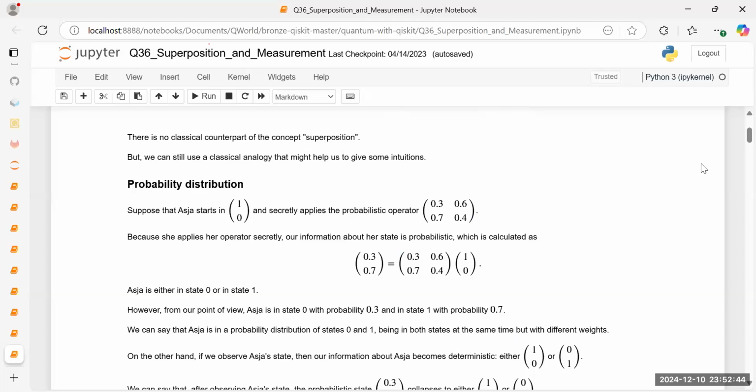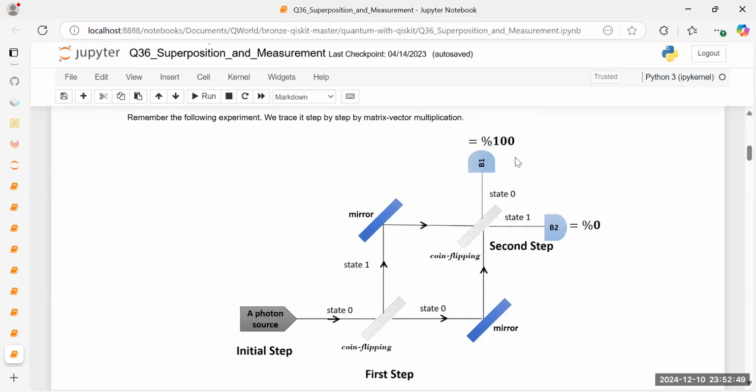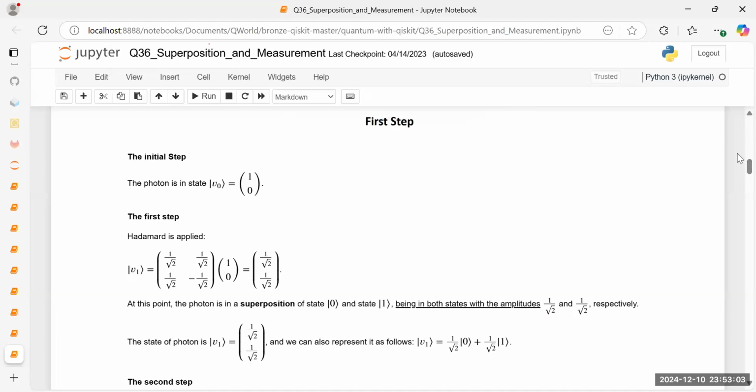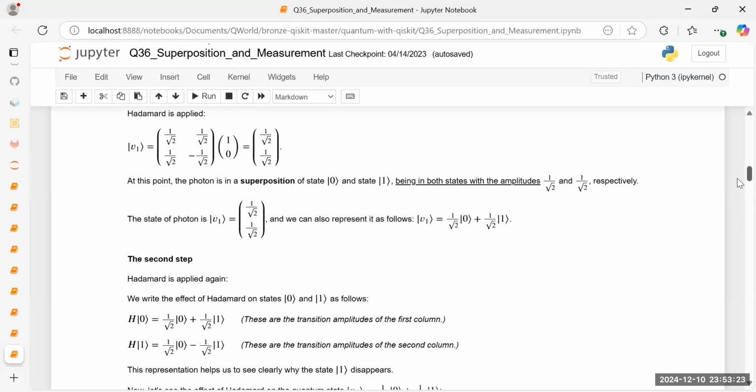Okay, so for the third experiment we saw earlier, whereby we utilized 2 Hadamard gates, and every single time we measured, we always got 0. We were actually utilizing superposition and interference. So we're going to see how this works. We start off with the 0 state, as you can see here, and then we apply the Hadamard operator, and this is what we get. So we now have a state in superposition, which is the plus state, as you can see here.